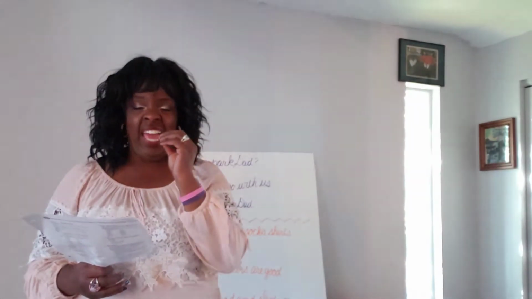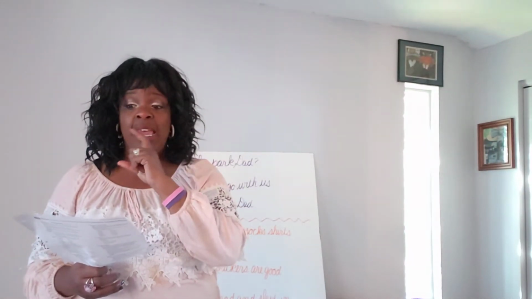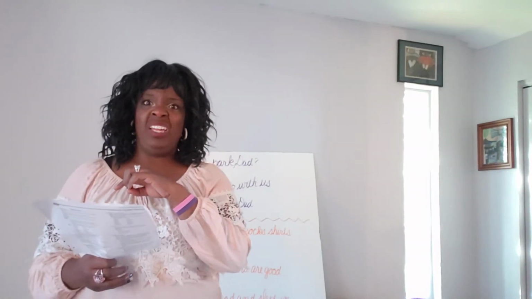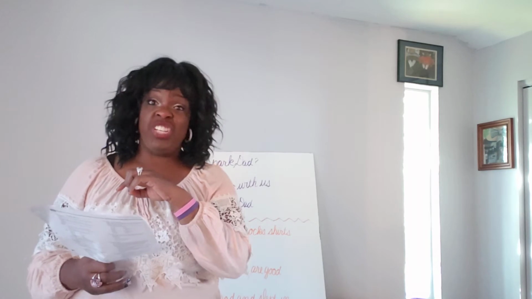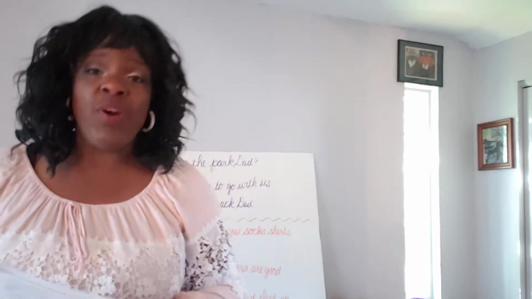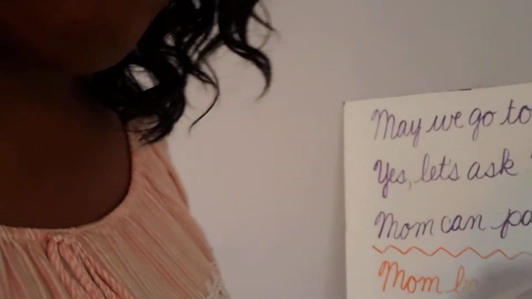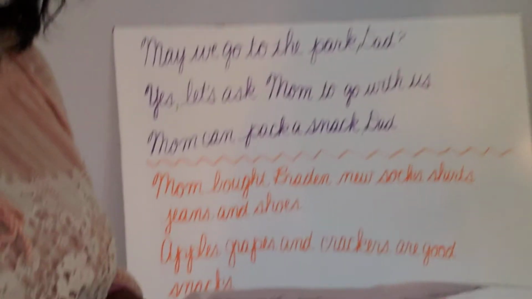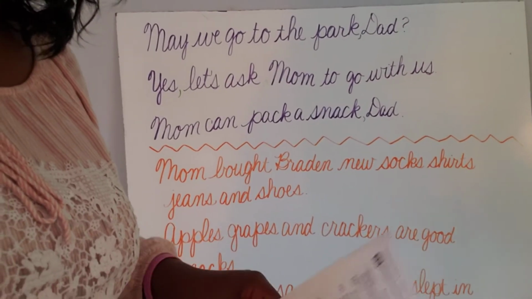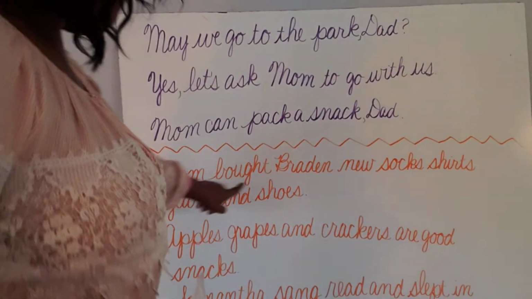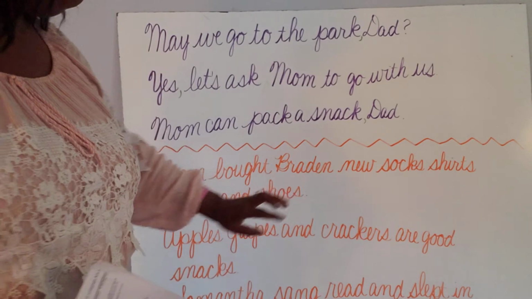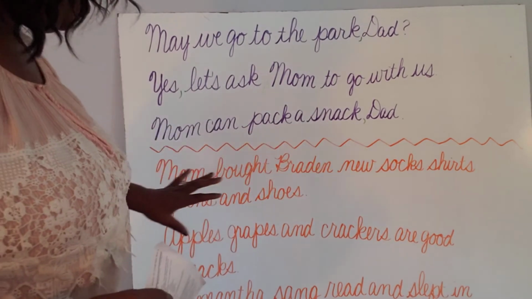But again, if we wrote that sentence, Mom bought Brayden new sock shirts, jeans, shoes. Wait, what? Sock shirts, jeans, shoes? What are sock shirts, jeans, shoes? So we do need to put some commas in that sentence in order to make it make more sense and to be readable, because right now it's not readable. So here we have that sentence. Mom bought Brayden new sock shirts, jeans, and shoes. Okay, well, that's kind of all blurred together.